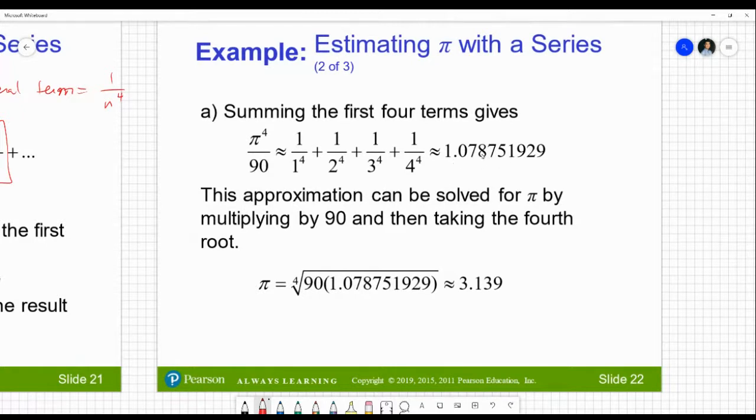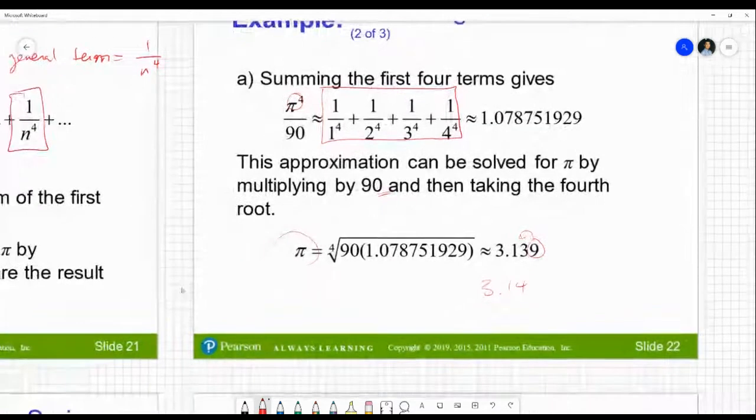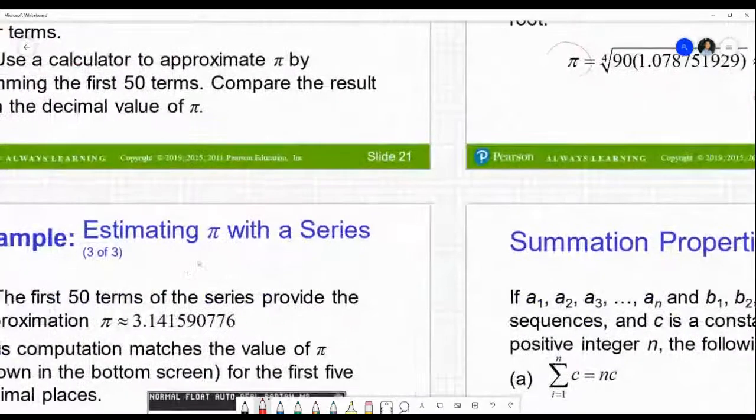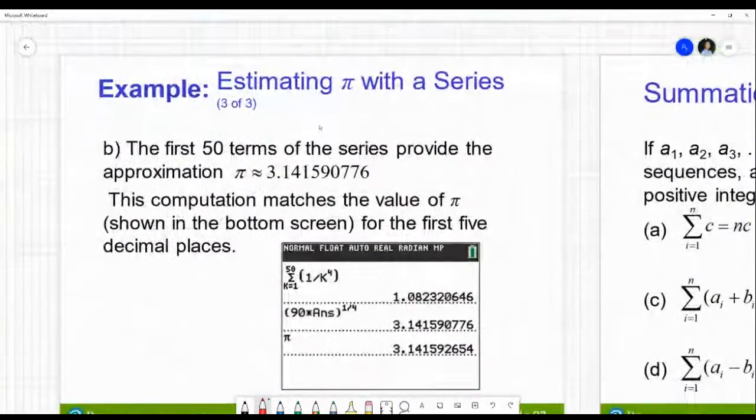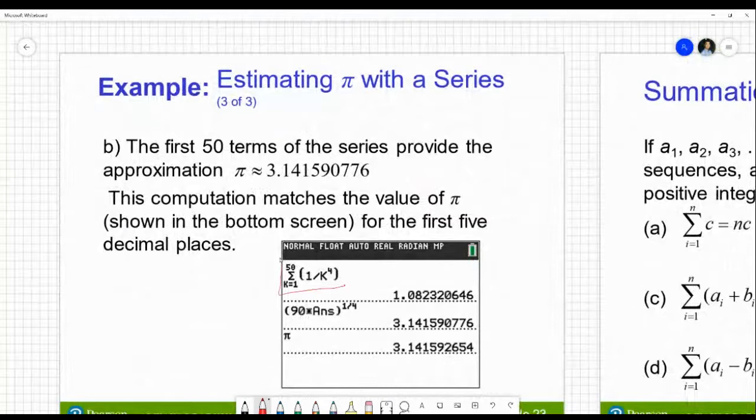Then we're going to solve for this by multiplying by 90, and then taking the 4th root of this. So we have 3.139. So you can already see, using only 4 values, I got pretty close, 3.14. So this 9 right here, we're going to round this up. So it's a pretty good approximation of pi after only 4 iterations. Now, if we need more, of course, a computer can calculate this for us much faster. For the first 50 terms, you can, of course, plug this in here.